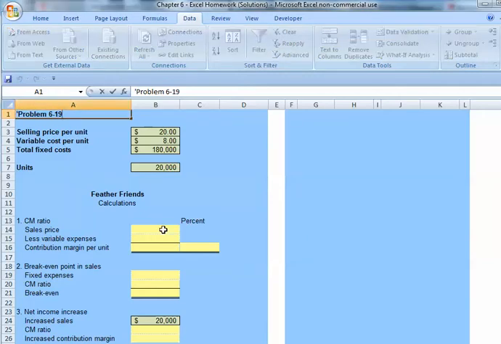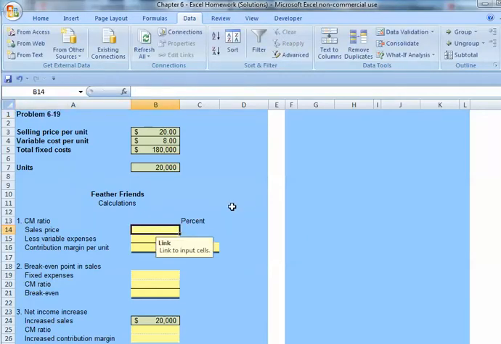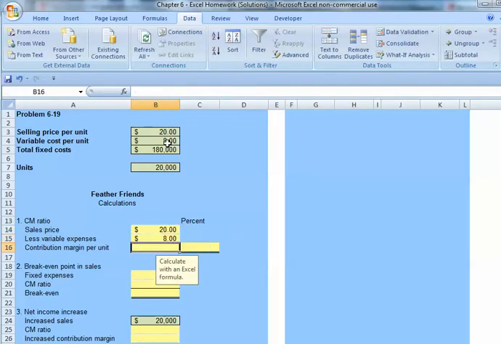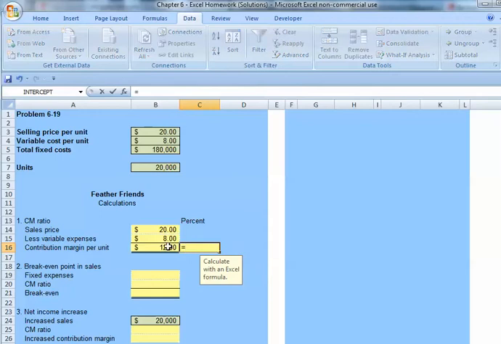Let's begin by calculating our contribution margin ratio. The first thing we need to pick up is our selling price of $20 per unit and our variable cost of $8 per unit. This means we have a contribution margin of 20 minus 8, or $12 per unit. Our contribution margin ratio then is our $12 per unit contribution margin divided by our $20 selling price.